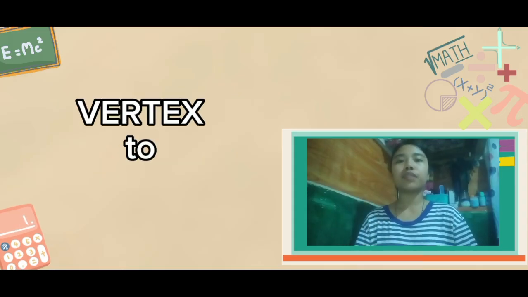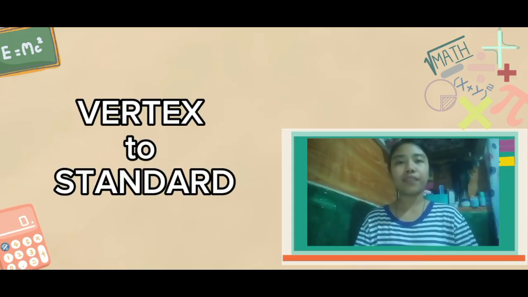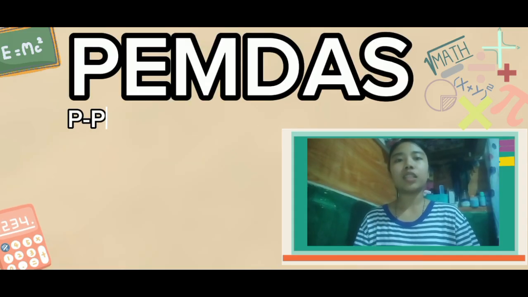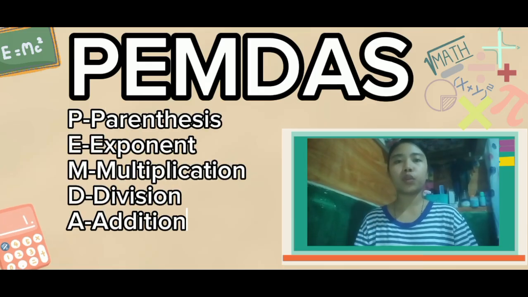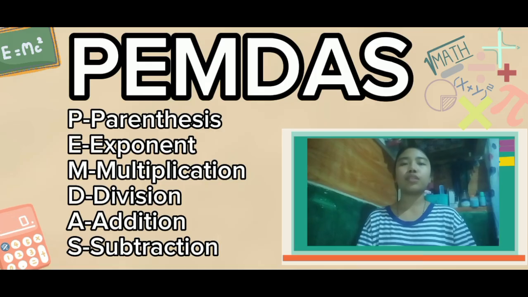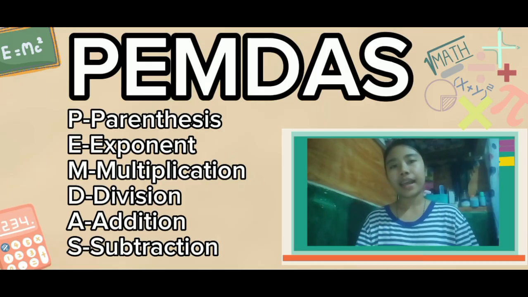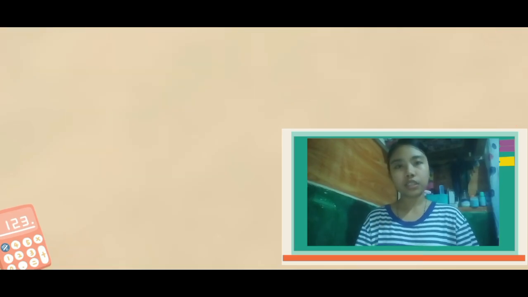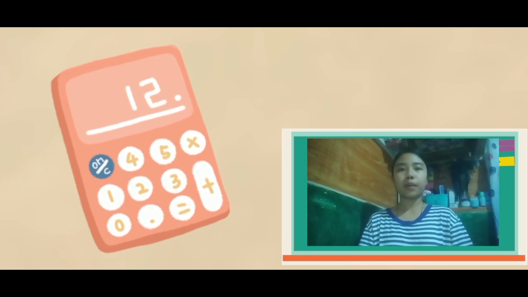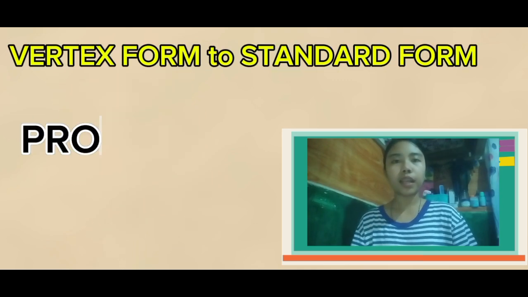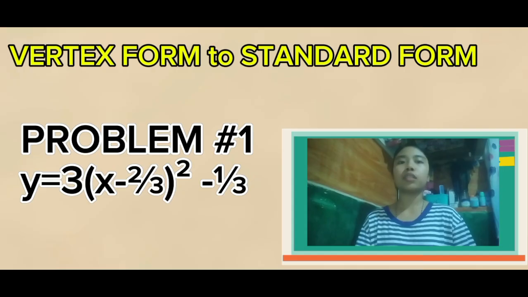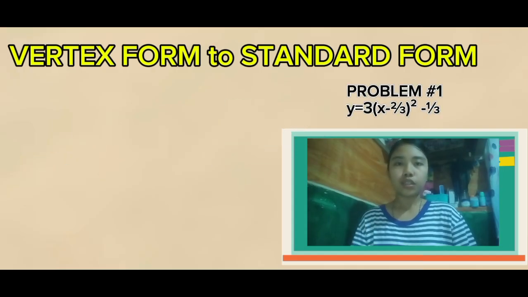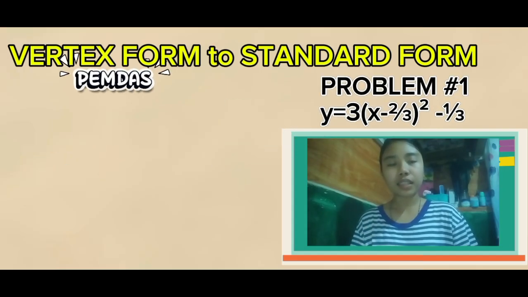So in converting vertex to standard, we have to use PEMDAS. P stands for parentheses, E for exponent, M for multiplication, D for division, A for addition, and S for subtraction. Now let's start answering the number 1 problem. So our number 1 problem is 3 quantity of x minus 2/3 squared minus 1/3. So let's use PEMDAS as our guide.